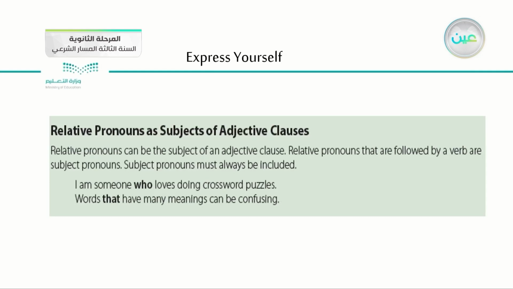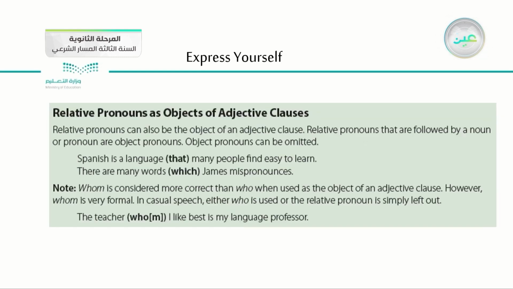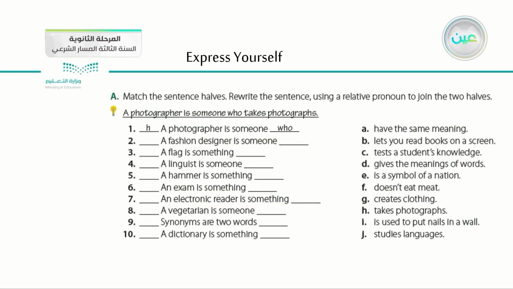After that, we talked about the relative pronoun when it comes as a subject of the adjective clause, and we said that the subject pronoun must always be included, while on the other hand, when it becomes the object of the adjective clause, it can be omitted. And after that, we had some exercises regarding these 3 parts.